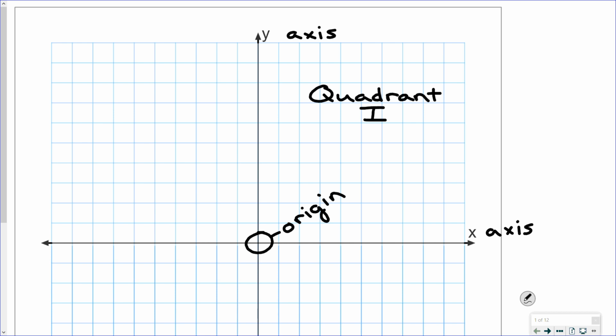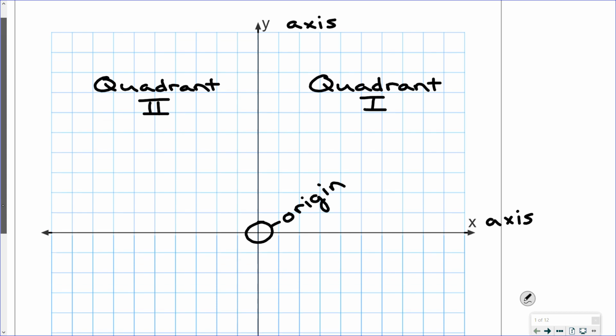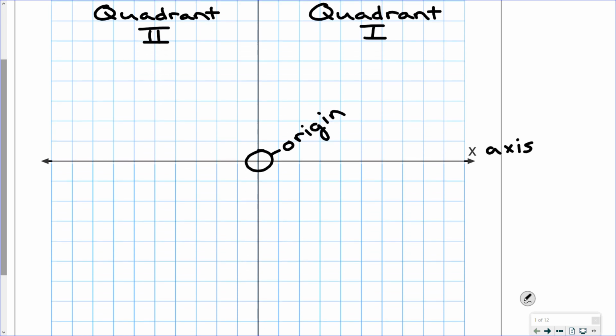And you'll notice that our quadrants are labeled with Roman numerals. The quadrant to the upper left, this would be quadrant 2. As we move counterclockwise, the quadrant in the lower left, this is quadrant 3. And the quadrant in the lower right is quadrant 4. And again, you'll notice our quadrants are labeled with Roman numerals.